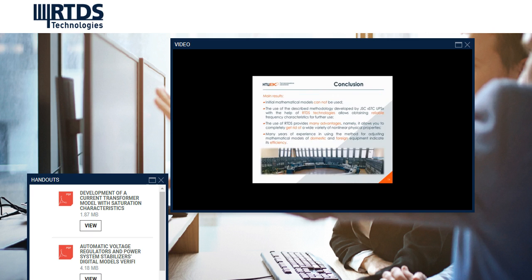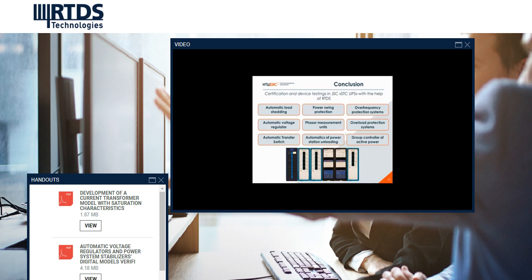Zooming out, I'd like to mention that despite many years of experiments that Russian and foreign manufacturers have, the quality of information they provide about their own devices is not always satisfactory. This fact can lead to power system digital modeling errors. This is why it's very important to perform experimental device verification. That is exactly what we do in our research center.